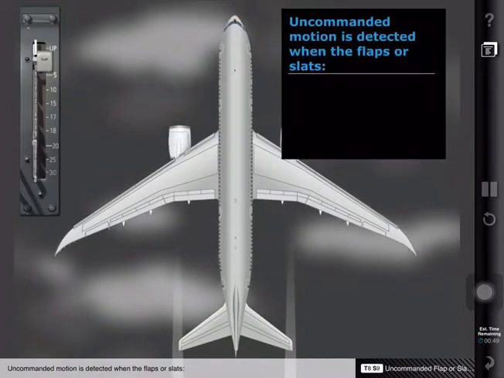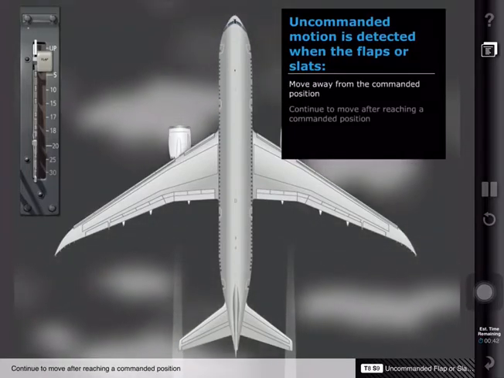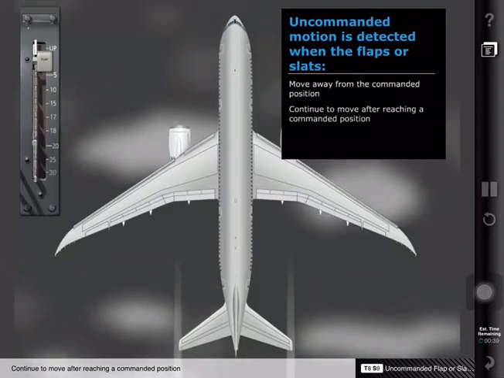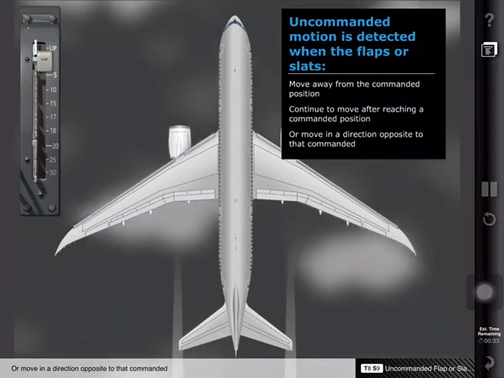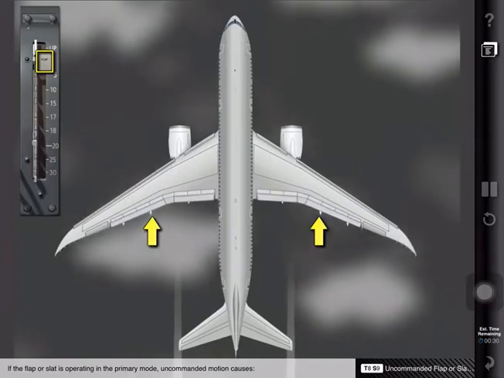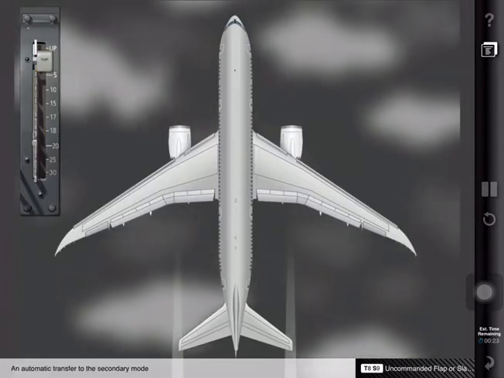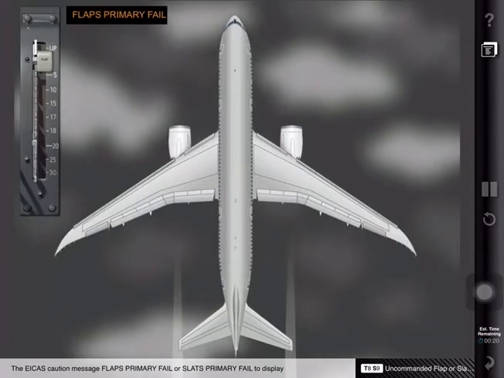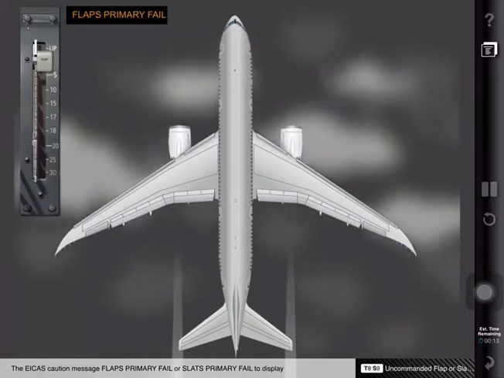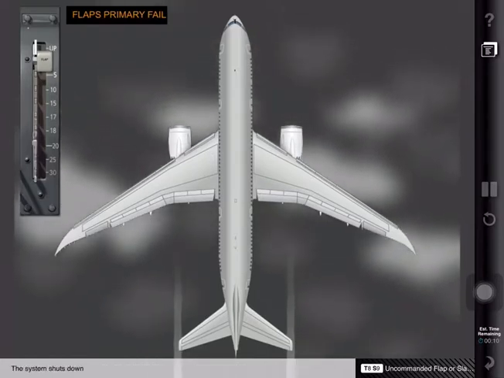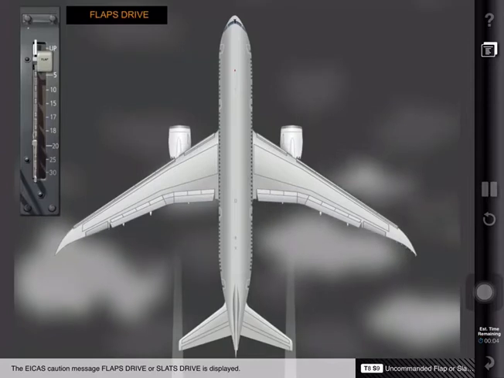Uncommanded motion is detected when the flaps or slats move away from the commanded position, continue to move after reaching a commanded position, or move in a direction opposite to that commanded. If the flap or slat is operating in the primary mode, uncommanded motion causes an automatic transfer to the secondary mode, and the ICAS caution message "Flaps Primary Fail" or "Slats Primary Fail" to display. If motion continues, the system shuts down, and the ICAS caution message "Flaps Drive" or "Slats Drive" is displayed.